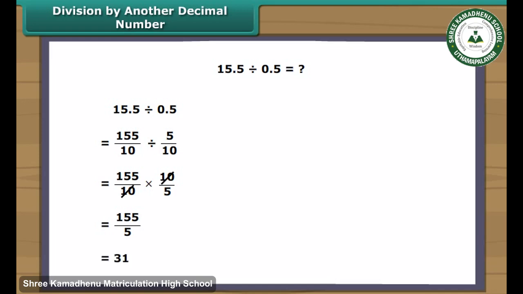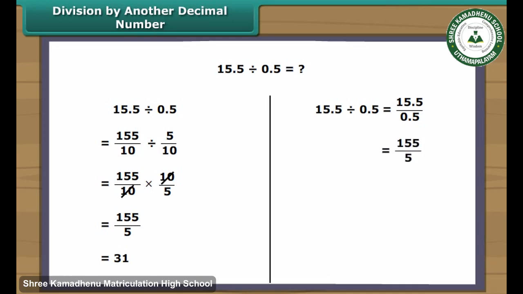We observe that the decimal point was shifted to the right by 1 place in 15.5 to make it 155. So, there was a shift of 1 decimal place to the right in 0.5 also to make it 5. Thus, we can write 15.5 divided by 0.5 as 155 divided by 5, which gives 31 as the answer.